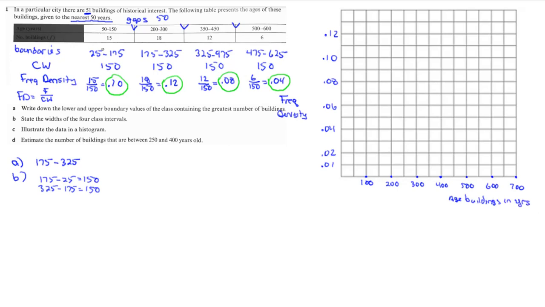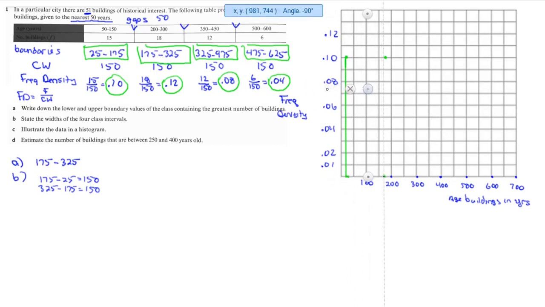And now all I've got to do is put together my histogram by making my rectangles. So I look at the actual boundaries, and these are what is going to go on my graph. And so my columns are going to be between 25 and 175, and they're going to go up to 0.10. That's my first one. So I make those marks here. I've got 25 and 175, and then it's up there, and then all I'm going to do is draw my lines.